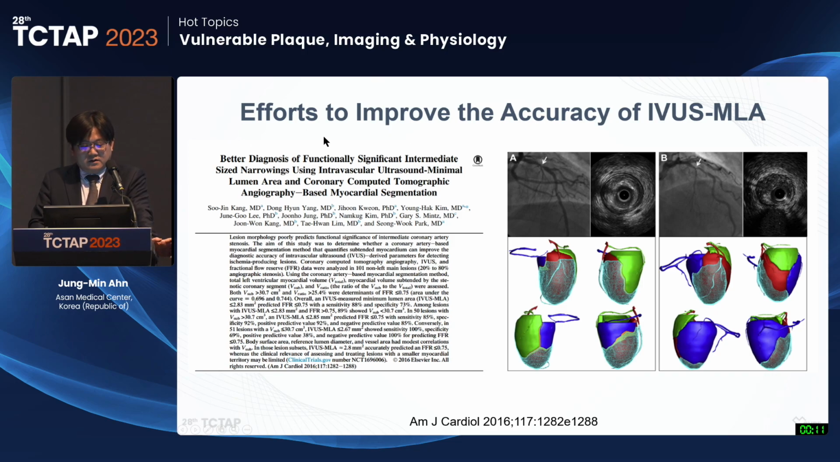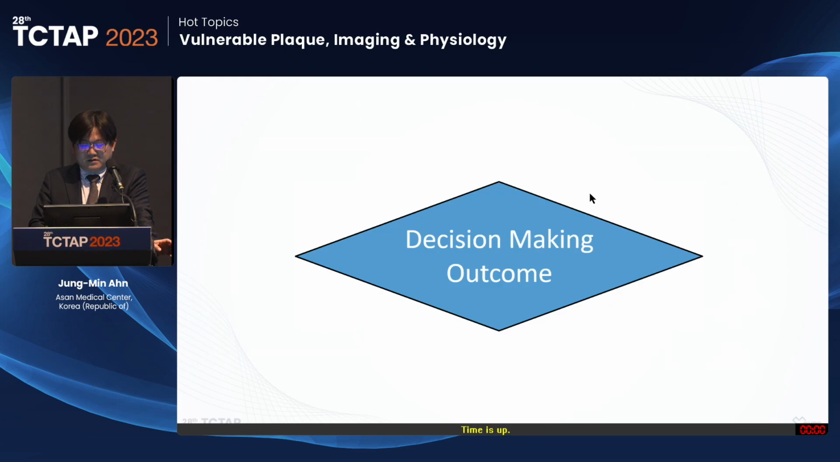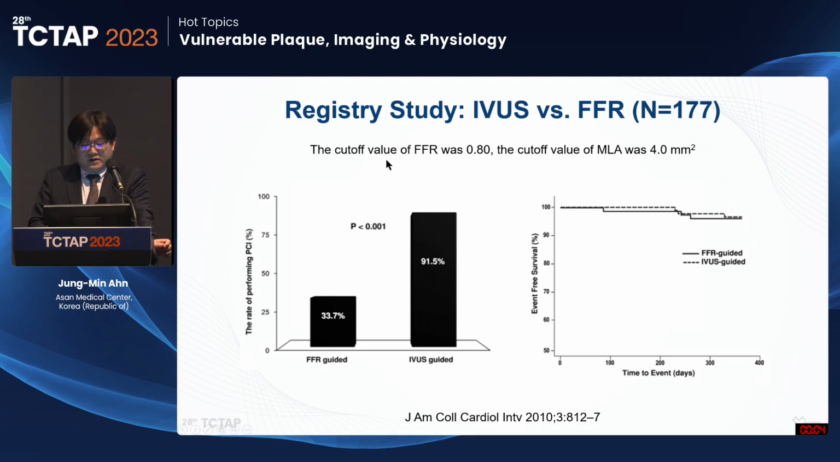So Dr. Gang made an effort to improve the accuracy of IVUS, determining the parameters using some software. But even though the diagnostic accuracy is very limited, how about the decision makings? One registry, Dr. Nam's registry, showed that FFR-guided PCI and IVUS-guided PCI showed no difference regarding outcome, but IVUS-guided PCI increased PCI performance.